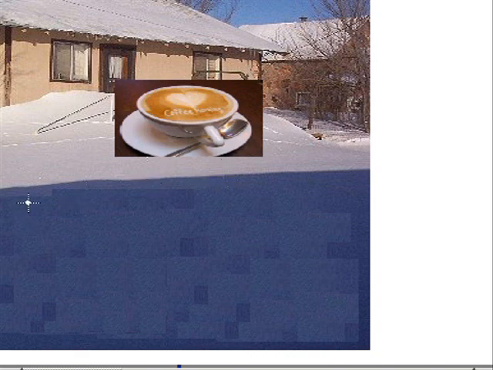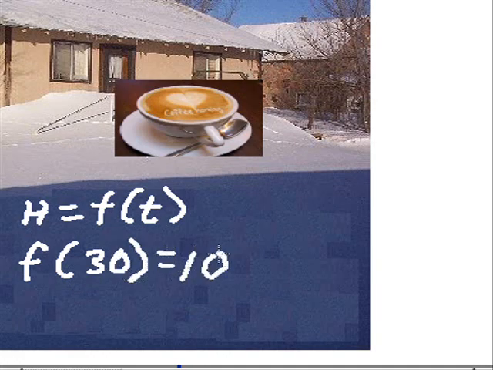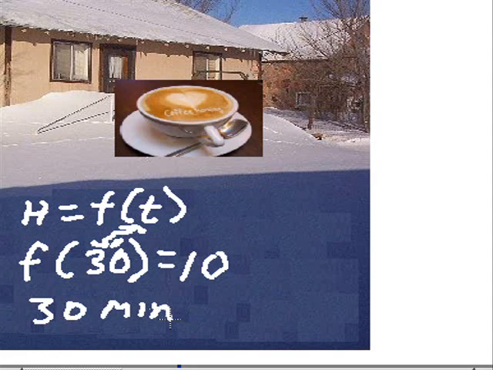So here's your coffee, and we know that H is a function of time and T is in minutes. So what would F of 30 equals 10 mean? Well, just look at the variables. That's T in minutes. So this guy represents 30 minutes. So in 30 minutes, the temperature is equal to H, which is in Celsius. So the 30 minutes is 10 degrees Celsius.